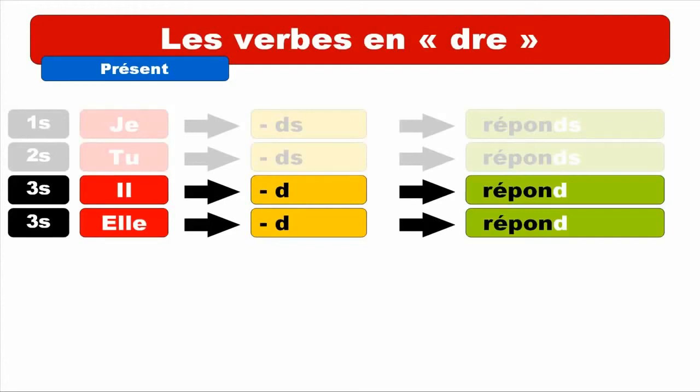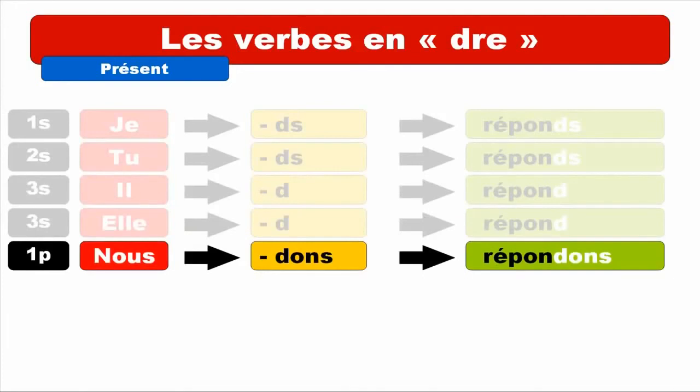Okay, so let's see how nous goes now. The ending for nous is D-O-N-S, so it's don, okay? And then you will get this form, répondons, so it's nous répondons. Repeat. Nous répondons. So as usual, final S is not pronounced, okay? The only thing that is pronounced at the end is this O-N, and it's on. Répondons. Repeat. Nous répondons.